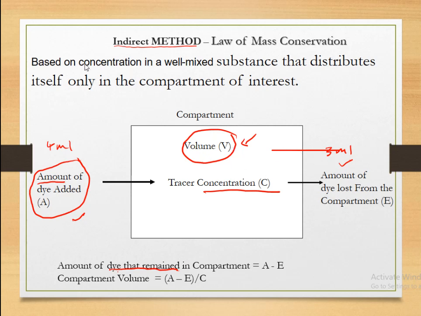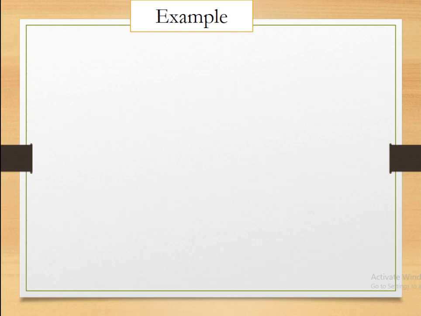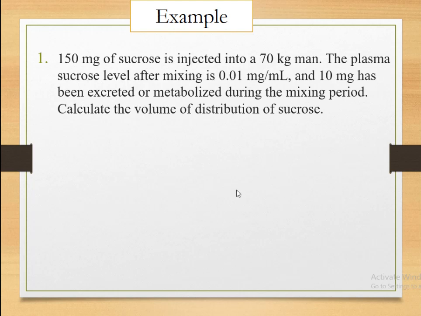And then remember that the concentration is well known. The concentration has to be well known. So in that case, for you to find the volume, you just say compartment volume is equal to A minus E, which is the amount of dye added minus the amount of dye which has been lost, over concentration. All right, I'm pretty sure we can now look at an example or application of what I've just given. So let me quickly look at my example.